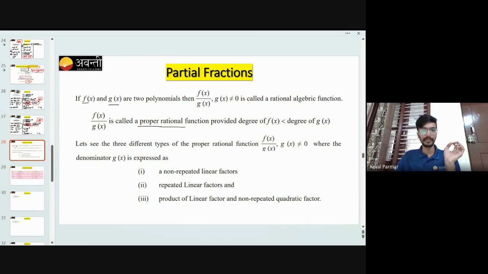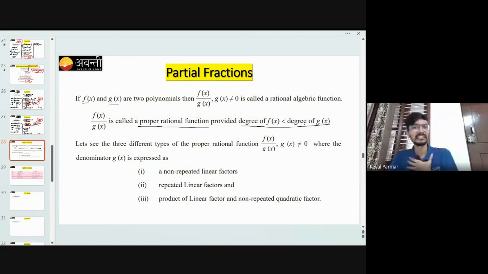So what are improper and proper rational? It is a proper rational function if the degree of f of x is less than the degree of g of x. This is called a proper rational function. And we use partial fractions for proper rational functions. It means polynomial upon polynomial where the numerator's degree is less than the denominator's. So this is called proper. Got it?